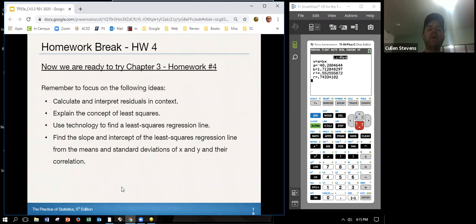So remember, we want to calculate and interpret the residuals in context. We want to explain the concept of least squares. We use technology to find the least squares regression line, and we found slope and intercept of the least squares regression line from the means and standard deviations of x and y and their correlation. That last one, we don't do as much finding by hand. That's something that is almost never on the test, and we're predicting that it's not going to be on ours either way. We'll look at it a little bit and talk about how that works, but it's not something that we have to worry about at this time.